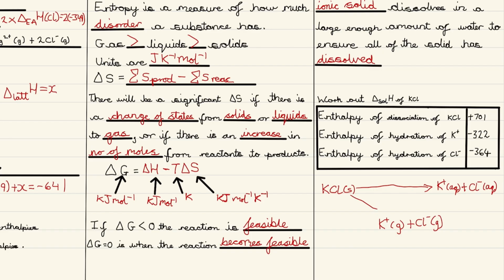And what I know is I can get from here to here by dissociation, which is plus 701, and then I can go from here to here by saying I hydrate this ion to that, which is minus 322, and I can hydrate this ion into that, which is minus 364 kilojoules. And then I can just go from here up here, which is 701 minus 322 minus 364, which equals 15 kilojoules per mole.